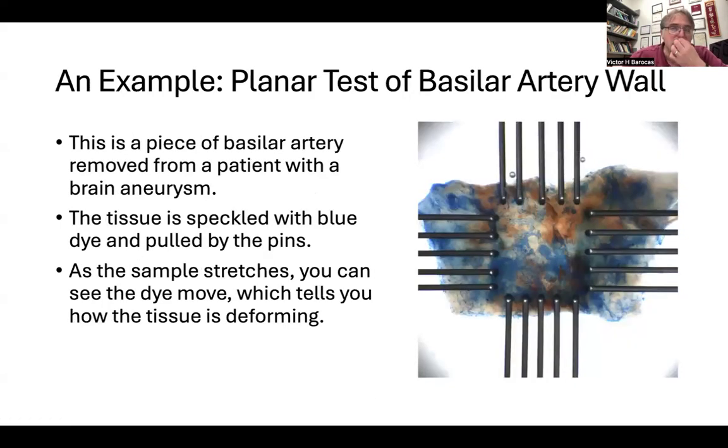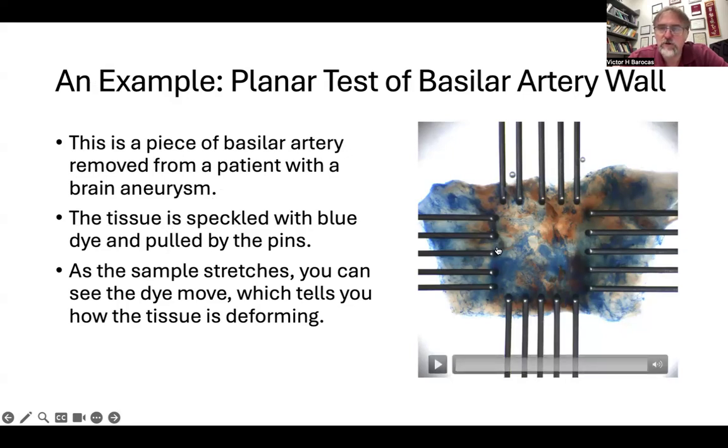Okay. Here's an example. So this is a basilar artery. It's one of the arteries in the back of your head. This is removed from a patient who had a brain aneurysm. The tissue has been speckled with blue dye so you can see it more easily.